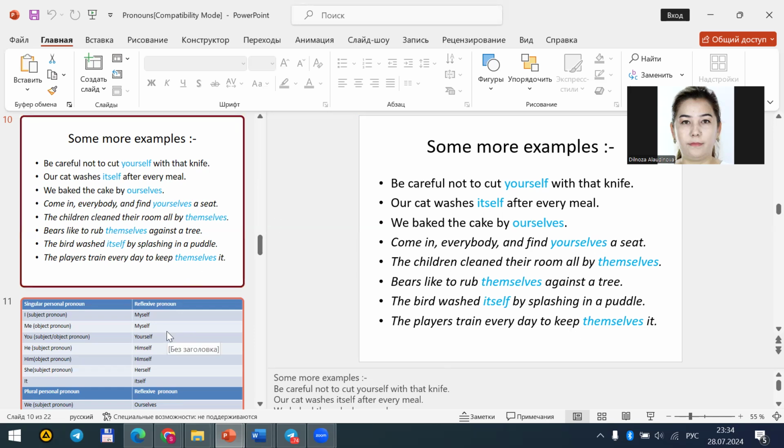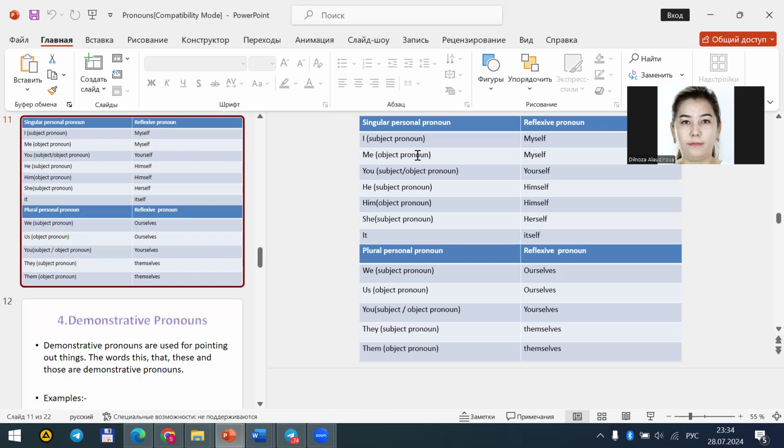Next. Singular personal pronoun and reflexive pronoun. I, subject pronoun, myself. Me, object pronoun, myself. You, subject and object pronoun, yourself. He, subject pronoun, himself. Him, object pronoun, himself. She, subject pronoun, herself. It, itself.